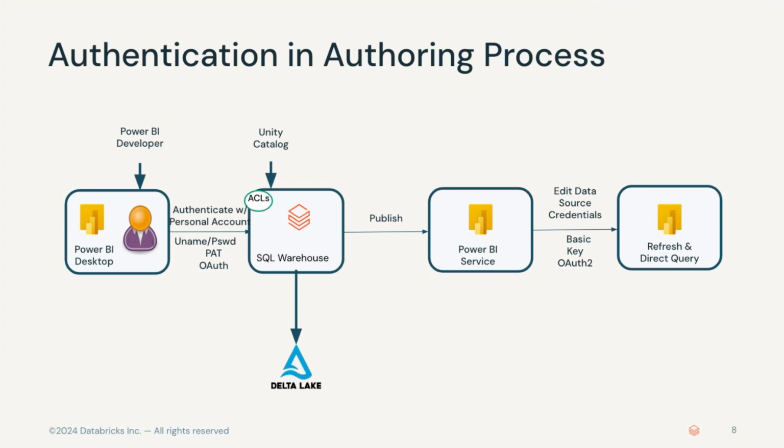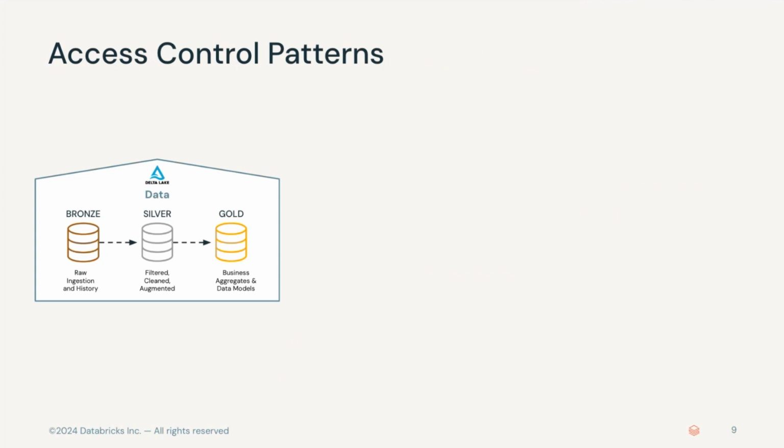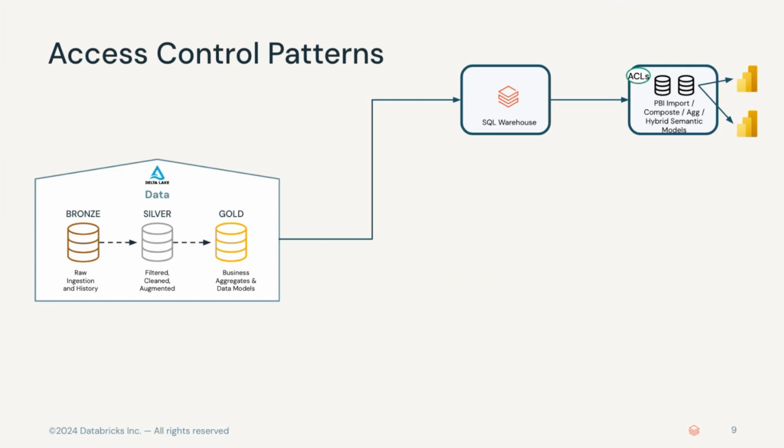Alternatively, you can use AAD pass-through. So Power BI will send down the identity of your end user to Databricks, and you can set up access control for all of the end users in Unity Catalog. So essentially, it's these three patterns.